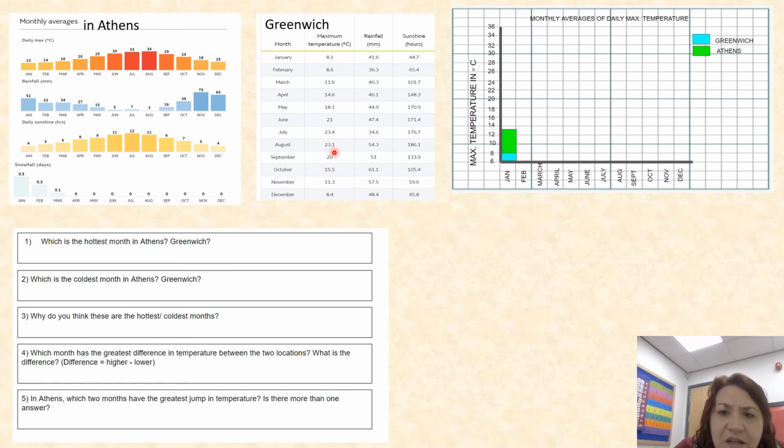Now, what's really interesting here is, the December here is 15 and this one is 8 in Greenwich. So even in December, it's a lot hotter in Athens than it is in the UK.